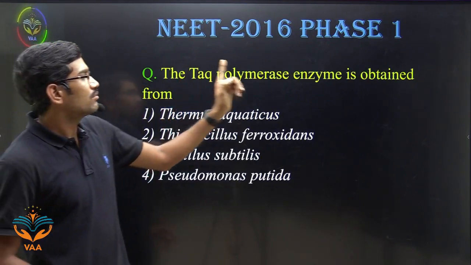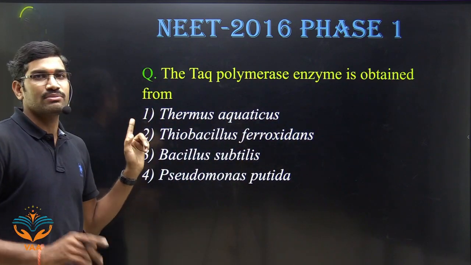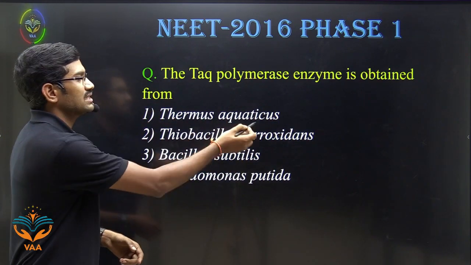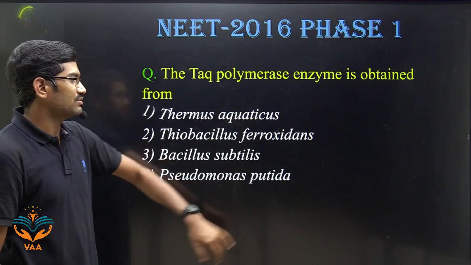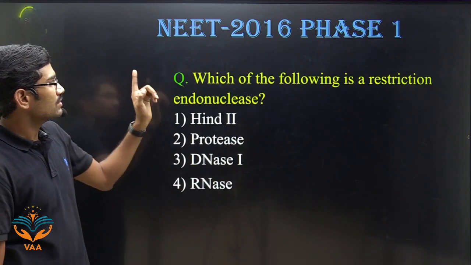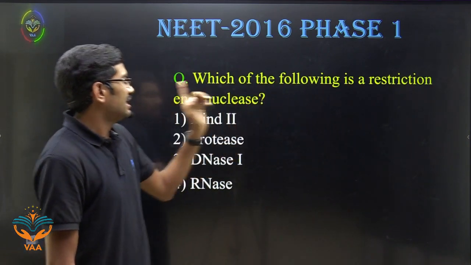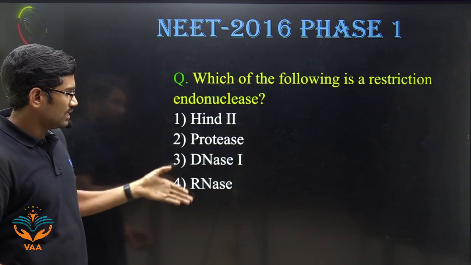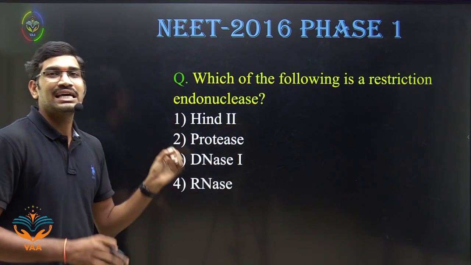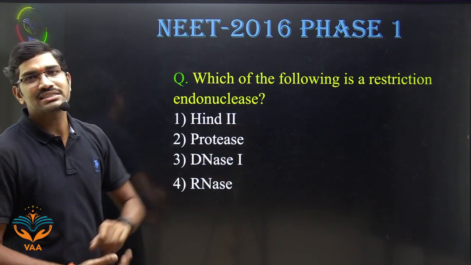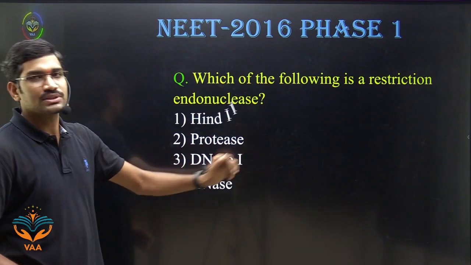Next one. The Taq polymerase enzyme is obtained from Thermus aquaticus. So the answer is option 1. Okay, next one. Which of the following is a restriction endonuclease? So here HindII is the restriction endonuclease. So the answer is option 1.